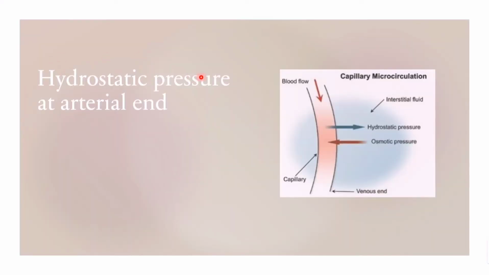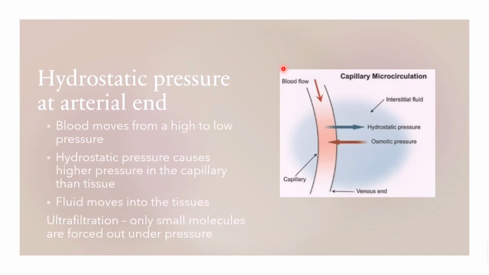So hydrostatic pressure at the arterial end. An arterial end means it's the end where the arteries and the arterioles lead onto the capillary. So this is where the blood is coming from the heart. So we have to know that blood moves from a high to low pressure. So it moves down a pressure gradient. So this hydrostatic pressure caused by the pumping of the heart causes a higher pressure inside the capillaries than the tissues. So that makes sense.